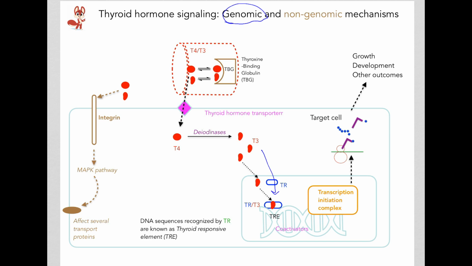Thyroid hormones also have a non-genomic mechanism, and here the T4 and T3 actually bind this transmembrane protein called integrin. And binding of this integrin will trigger certain pathways, such as the MAPK pathways, that will affect several proteins in the cell.